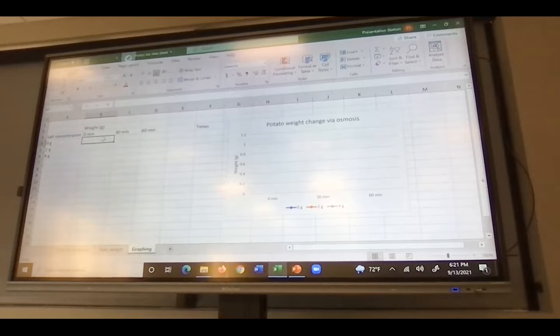So 0 grams, whoever measured the pure water, what was the starting weight? 0.7. And then your 30-minute weight? And then 60. Cool, okay. You guys can write those in. So yours gained weight. It took water in.